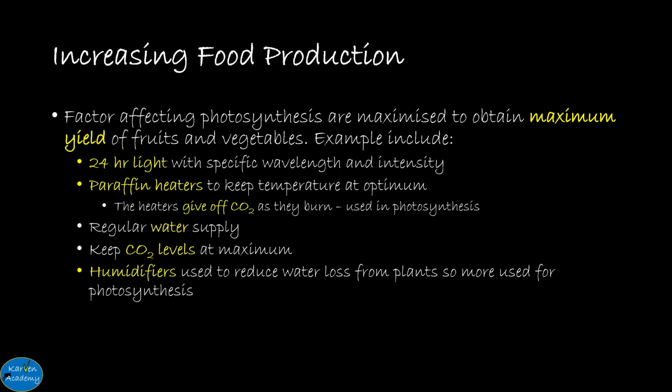Another factor is regulating water supply. Having a regular water supply enables the plants to continue photosynthesis. And another one is carbon dioxide levels. And finally, humidifiers. So plants lose water through their stomata during the course of the day. But having humidifiers increases the water concentration around the surface, in the atmosphere. And increasing the water concentration in the atmosphere decreases the diffusion gradient between the leaf and the surroundings.